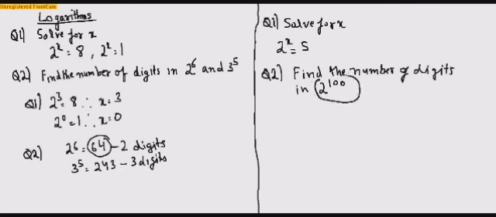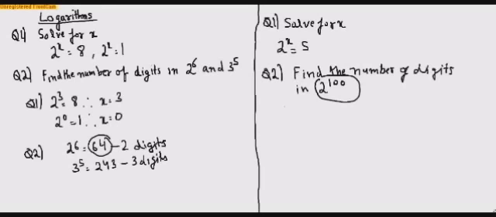So now it's a tough ask because you don't know what exactly you should raise 2 to get 5, or you also don't know how to find the number of digits in 2 to the power 100, because for that you will have to calculate what 2 to the power 100 is, which will again be a very difficult job. So to solve these problems, we have a tool called logarithms.